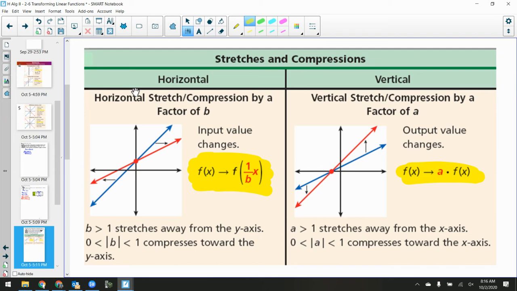Okay, and then our last one here is a vertical stretch or compression. Now that one is a little bit more straightforward. A times f of x. I don't do anything to the a value like I did with the reciprocal on the horizontal. It's just f of x is going to map to a times f of x.